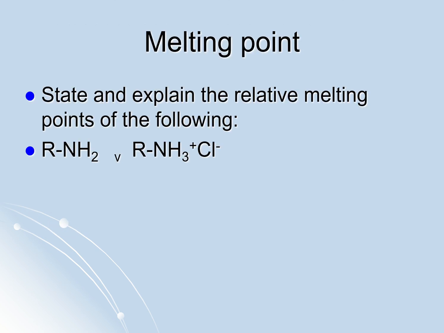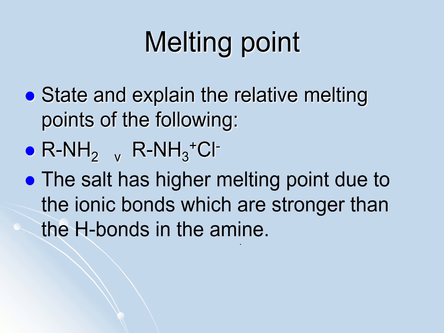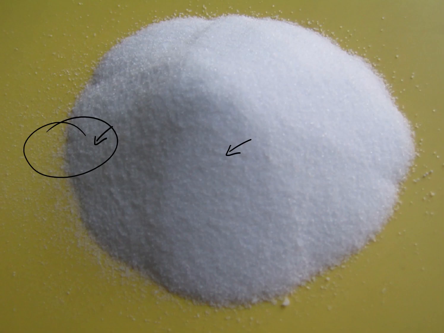Okay, the next one then. Maybe pause the video, have a think about it, and then come back. Again, the highest melting point is the salt, and that's simply because it's ionic, and ionic bonds are much stronger than the van der Waals and the hydrogen bonds that this amine here has. Same sort of explanation, but for different reasons. And that's a typical salt of an amine that you have at room temperature. It's a white crystal, a white salt.